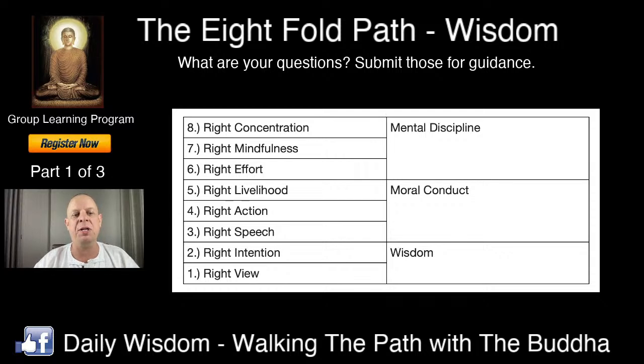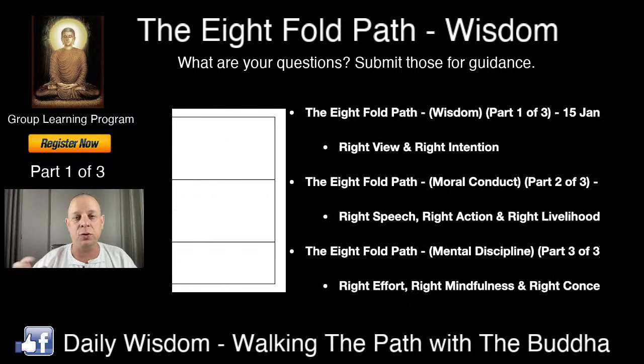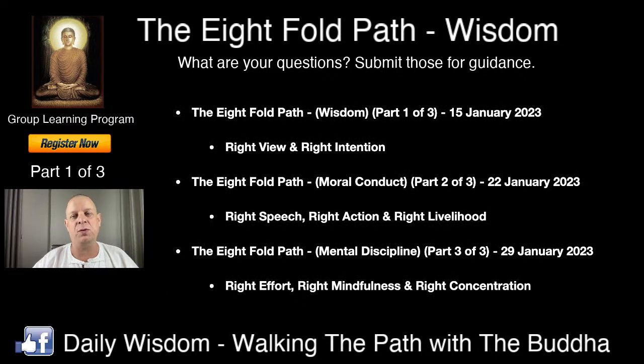So today we're going to be exploring right view and right intention, which makes up the wisdom section of the Eightfold Path. And then next class, we're going to be studying the moral conduct section of the Eightfold Path. And then finally, we'll be rounding that out with understanding the mental discipline section, which will be on that 3rd Sunday, so basically 2 Sundays from now. So between the 15th, the 22nd, and the 29th, over these 3 classes, you'll have a deep understanding of what the path to enlightenment is.